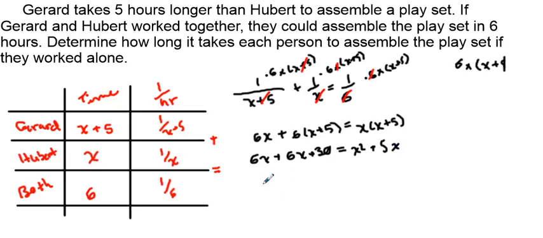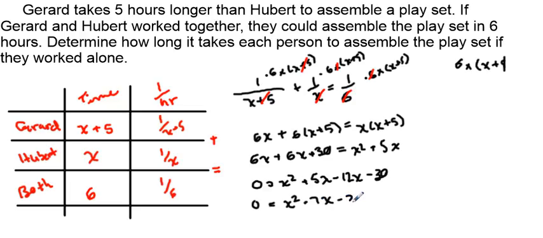So I need to distribute my 6 in the second bracket there, so that's 6X plus 30. I need to distribute my X on the other side there, so that's X squared plus 5X. So now I'd like to move everything to one side. So I'm going to have 12X and 30 on this side, but I'm going to be moving those. So this side is now going to be equal to 0. I'm going to have 0 equals X squared plus 5X. If I subtract 6X twice, that's going to be minus 12X. Subtract 30. So I'm going to simplify this a bit farther. I'm going to have X squared minus 7X minus 30.